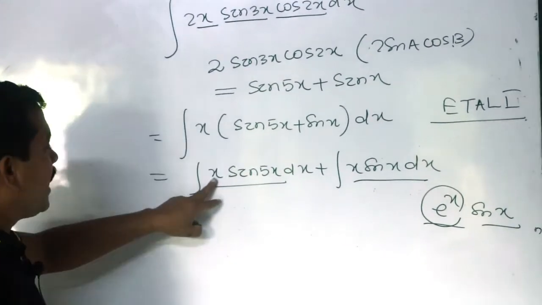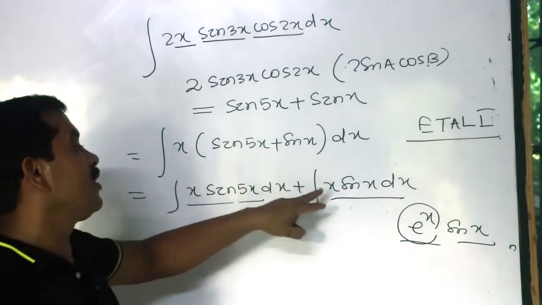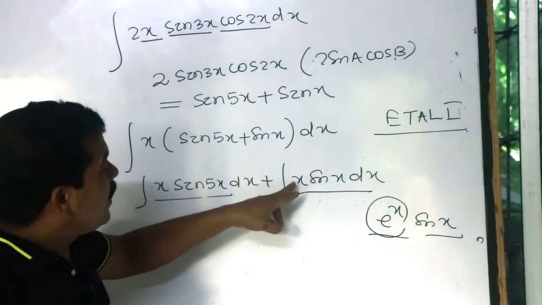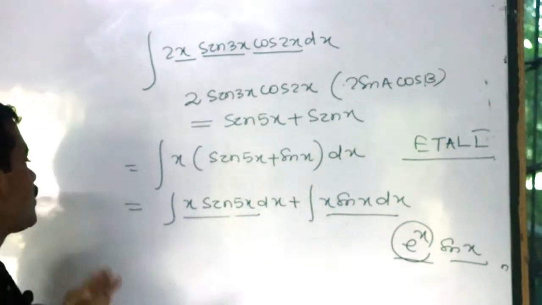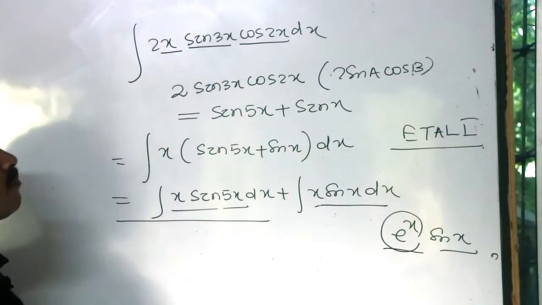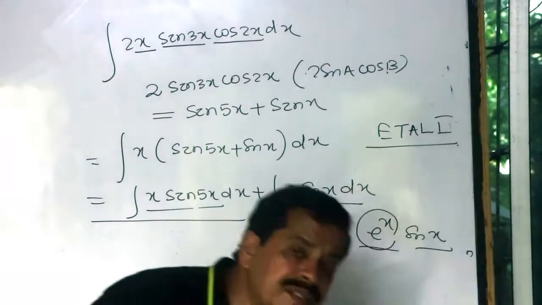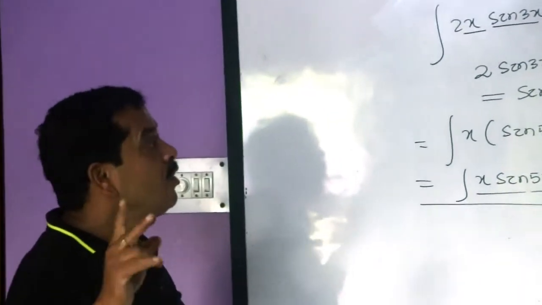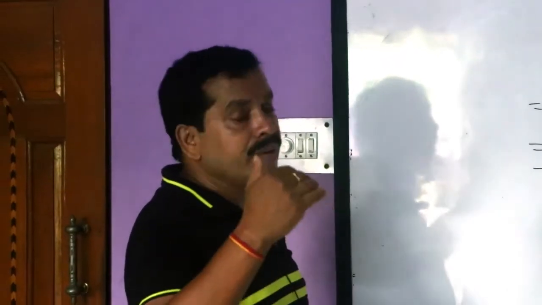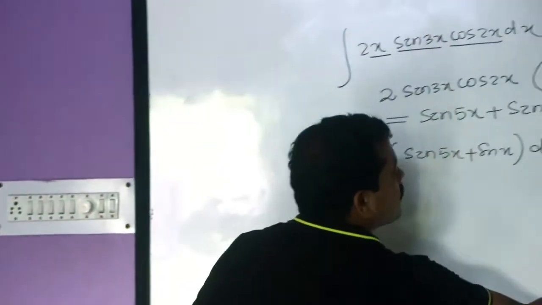So here x is the second function, sin 5x will be the first function. In this case too, x will be the second function, sin x will be the first function. Then you can evaluate by integration by parts easily. Integration by parts is for only two functions, not for three functions, not for a single function. We have to convert or simplify, then you use integration by parts.